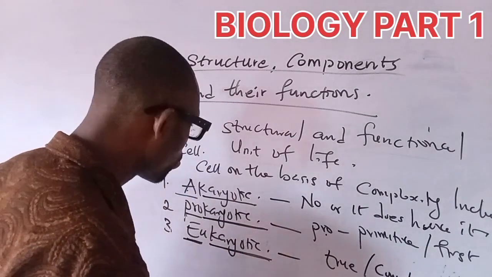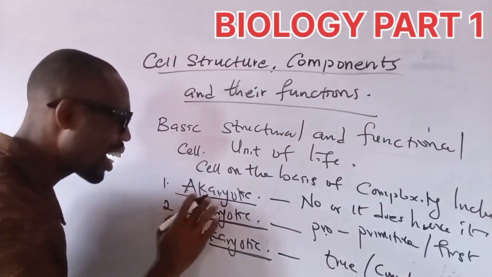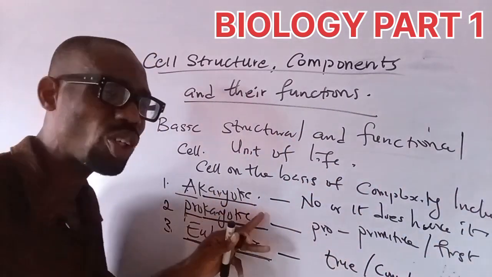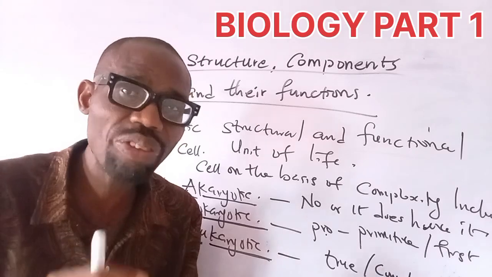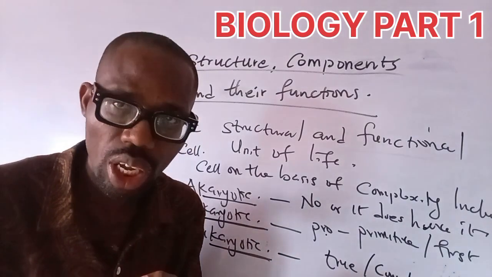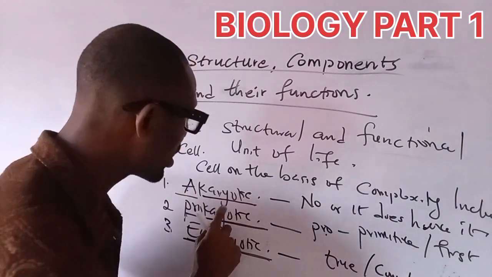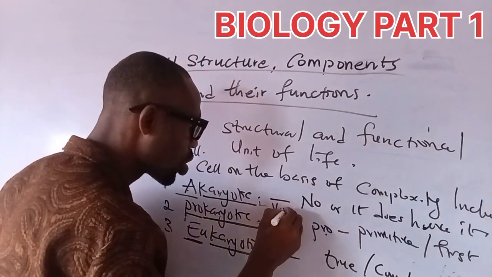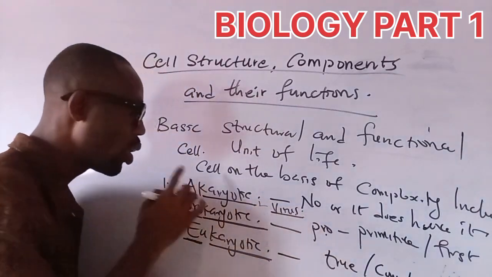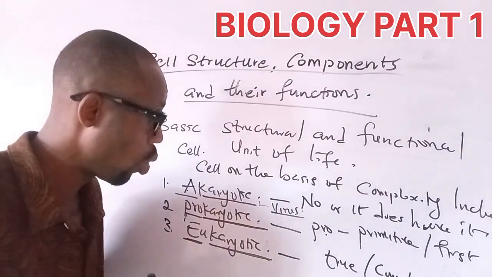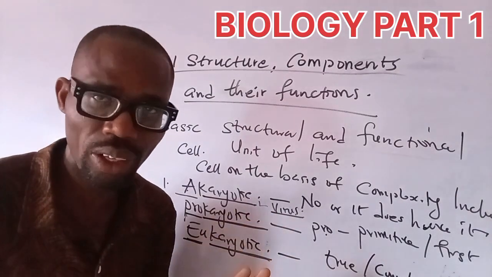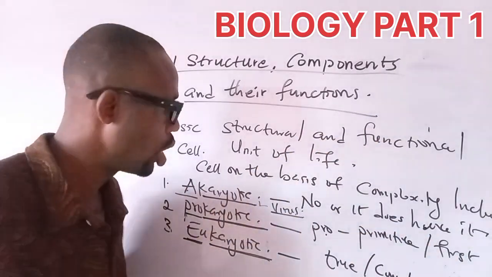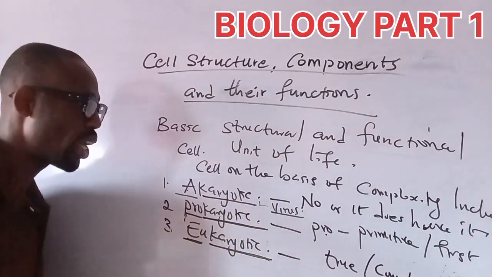So if we begin to analyze each of them, acaryotic organisms, on the basis of their complexity, are organisms that do not have cytoplasm or the nucleus. They have a varying shape. An organism that will fall under this is the virus. The virus does not have a cell. Do you understand what I'm saying? That's why they are linked between living and non-living. So the virus is a good example of the acaryotic organism.